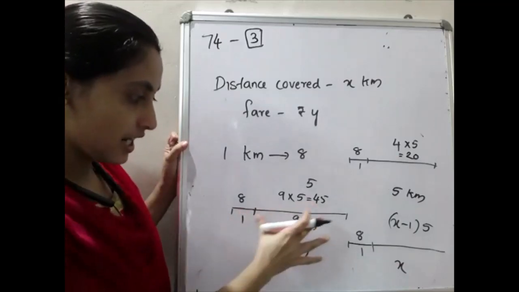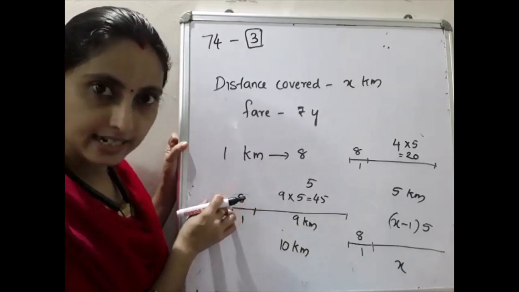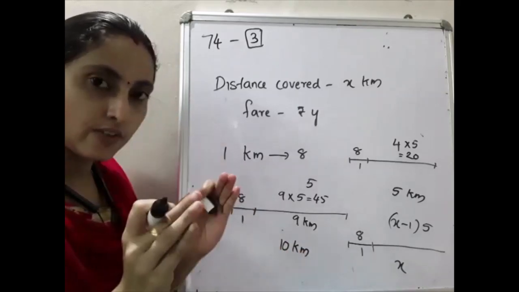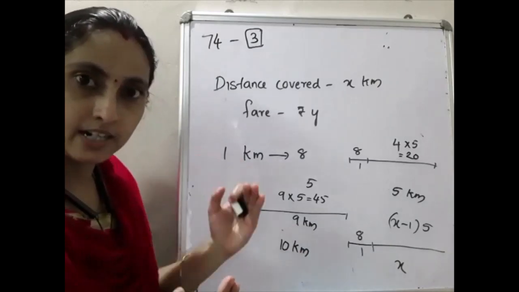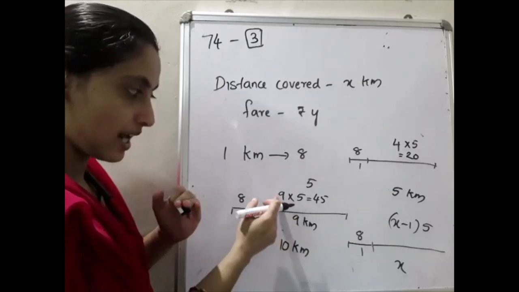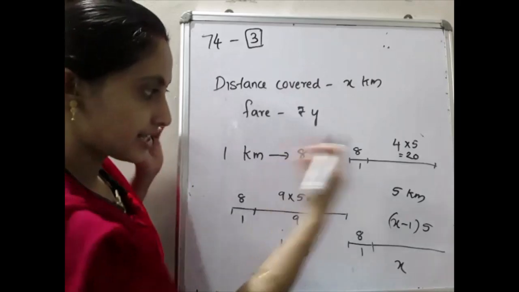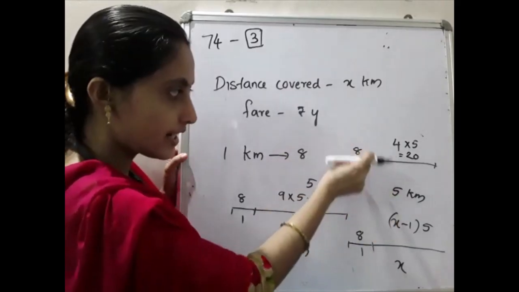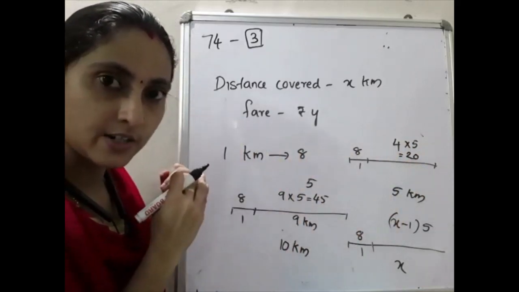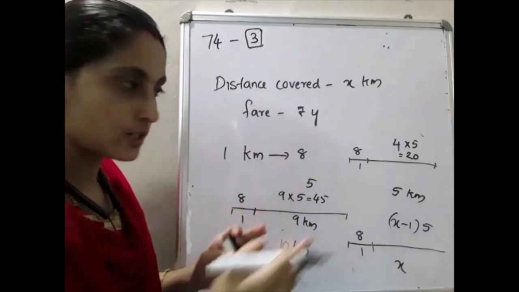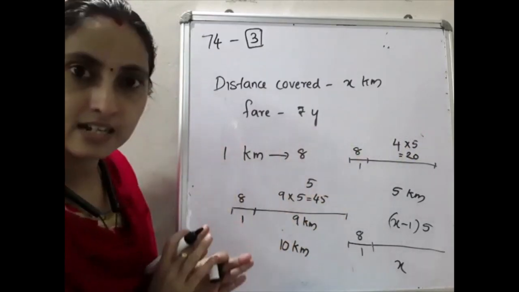Once again listen here. Suppose it is 10 kilometer, then the first kilometer you take as 8. Then the remaining is what? Out of 10 kilometer, 1 is already taken, so remaining is 9. How did you get 9? 10 minus 1. So 9 into 5 is that amount, 45 plus 8 is the total fare. Suppose we take 5, 1 kilometer for 8. Then from 5, 1 kilometer is already traveled, remaining is 4. So 4 into 5 is the fare, that gives us 20. So 20 plus 8 is our answer.